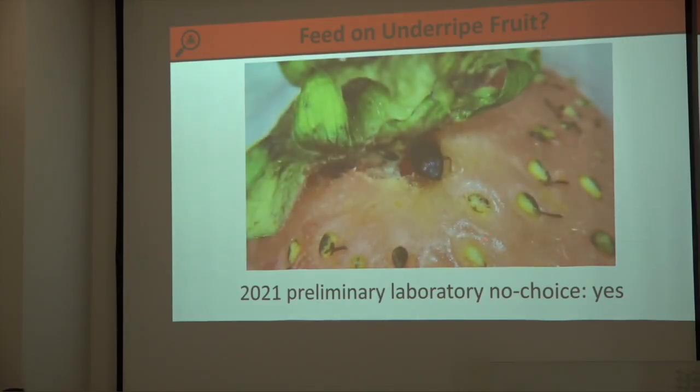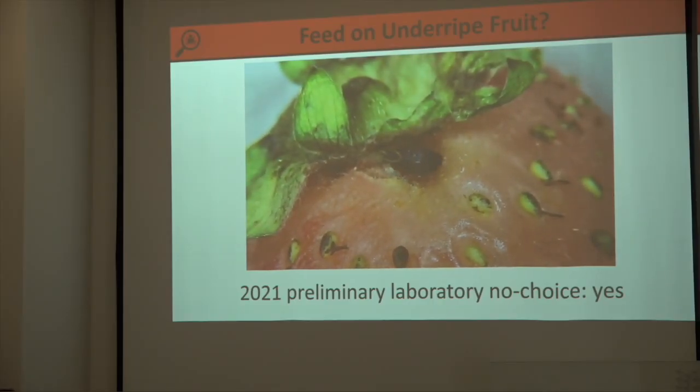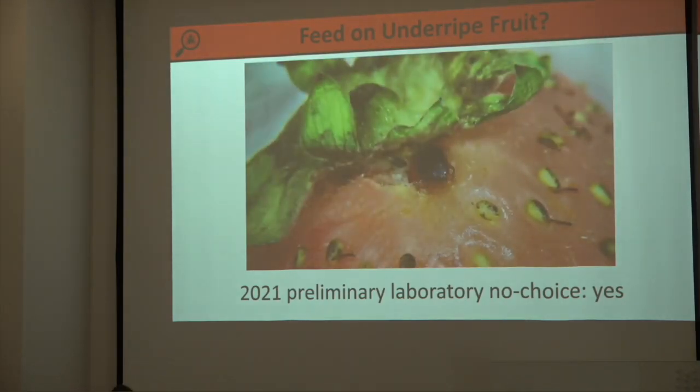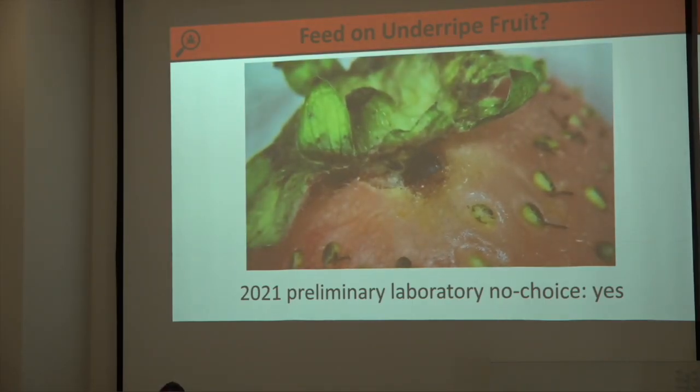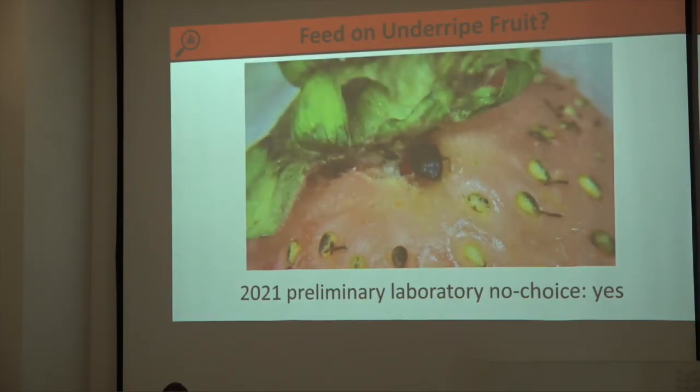You can also notice here, they like to be protected from predators. So they tend to feed underneath the calyx or where the fruit is touching the ground. They like to be protected. So this is one of the problems with trying to control them, is that they're on the underside of the fruit, hiding from insecticide, protected.